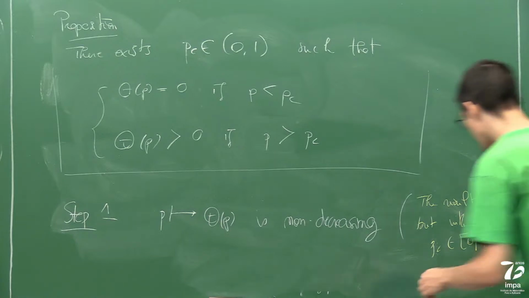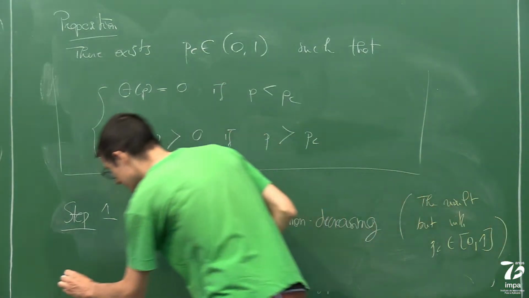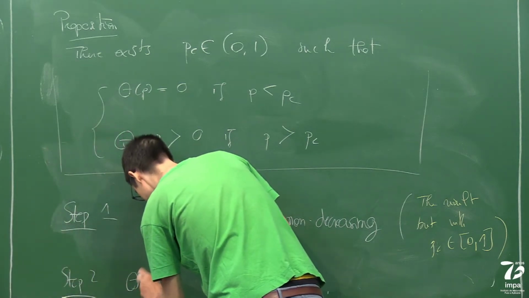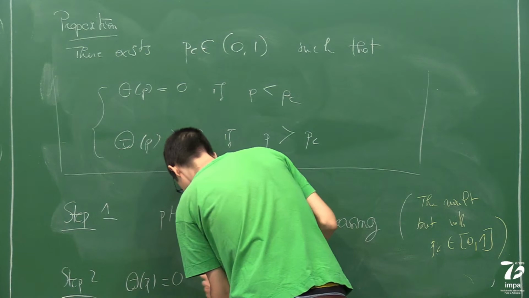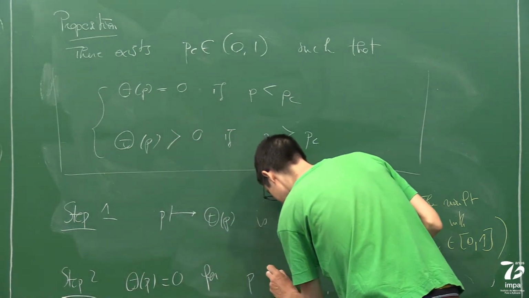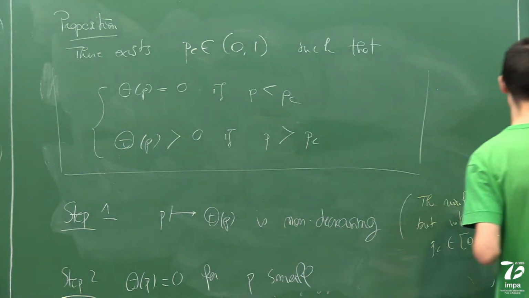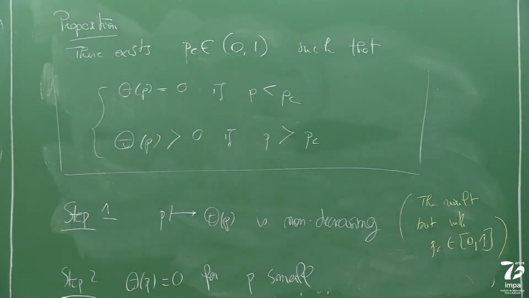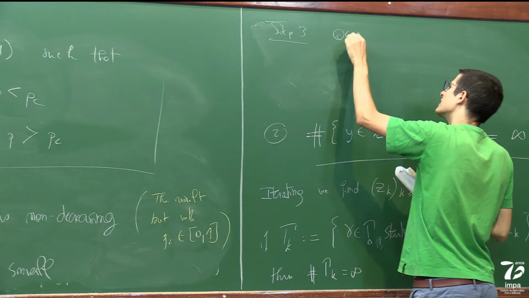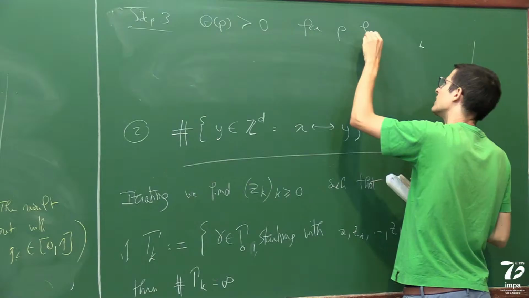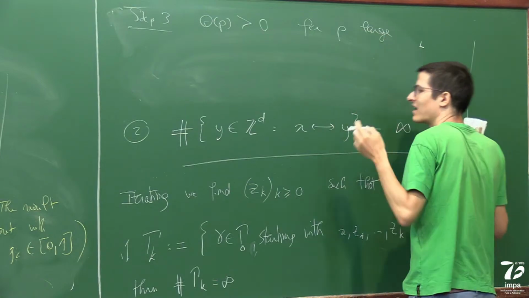So the two other steps are to prove that theta_p is equal to 0 for p small, and step 3, theta_p is positive for p large. By large I mean close to 1.